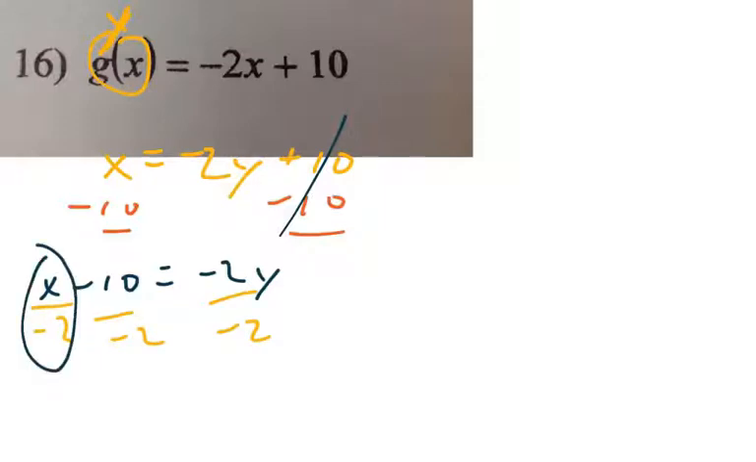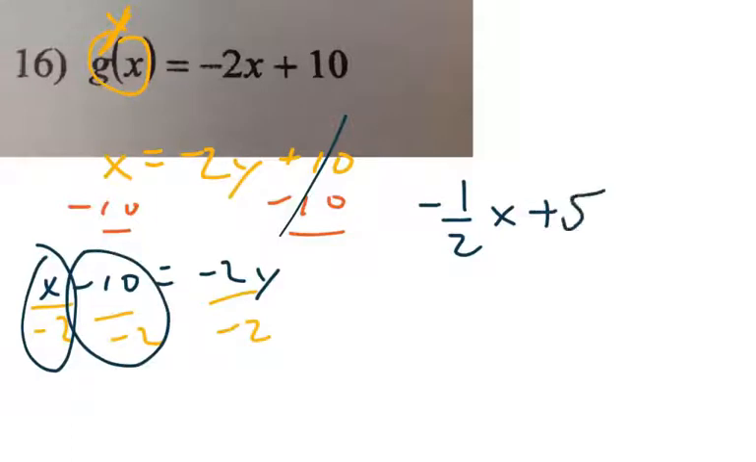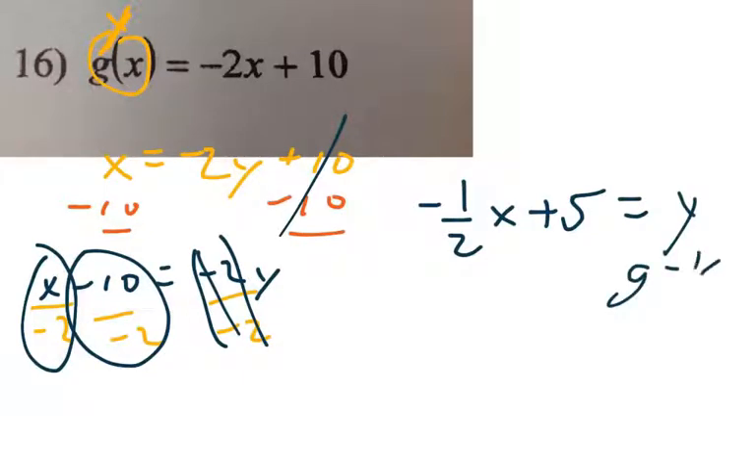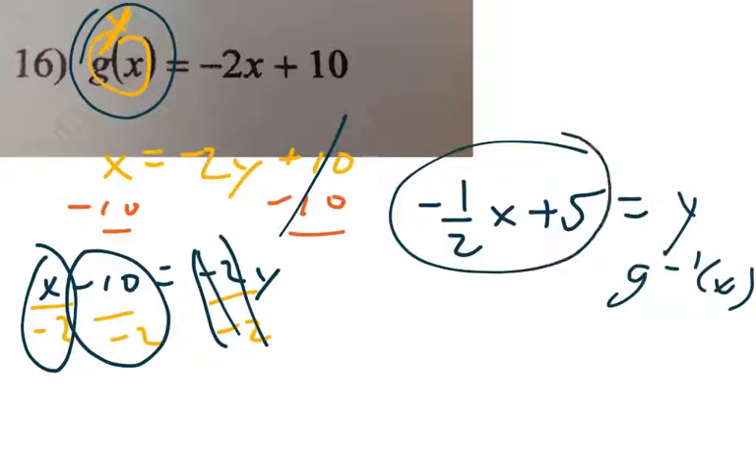So x divided by negative 2 is simply negative 1/2 x. Negative 10 divided by negative 2 is plus 5, equal to y. And this time y is g inverse of x, since we started with g of x. So that right there, guys, is g inverse of x. Pause the video if you need to.